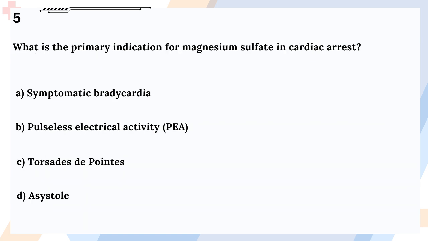Question 5. What is the primary indication for magnesium sulfate in cardiac arrest? A. Symptomatic bradycardia. B. Pulseless electrical activity, PEA. C. Torsades de pointes. D. Asystole.